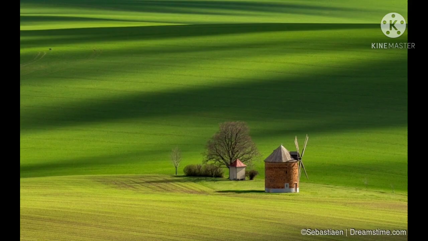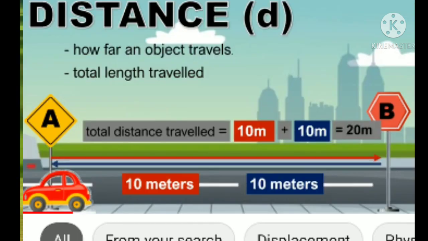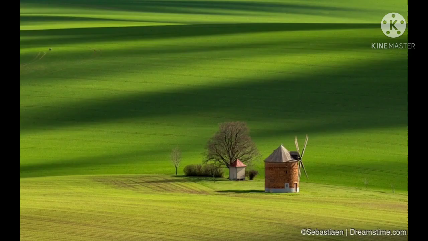Now from point B, the car travels again to point A. How much distance is traveled by the car? The total distance equals 10 meter plus 10 meter. From A to B is 10 meter, and again traveling from B to A is also 10 meter. So the total distance traveled by the car is equal to 20 meter.